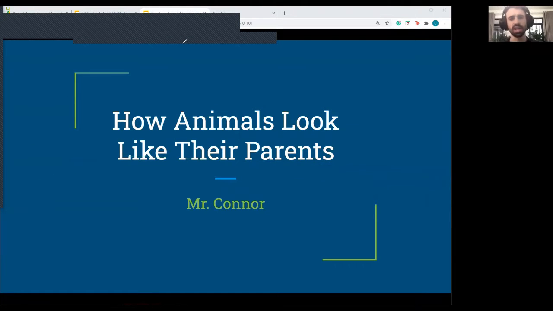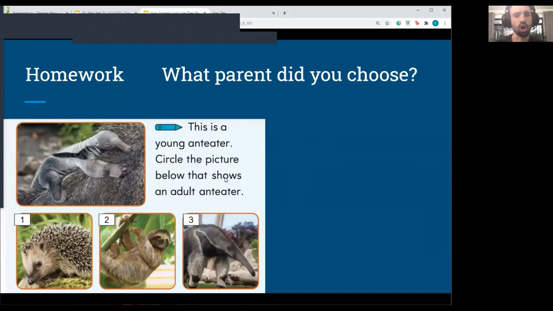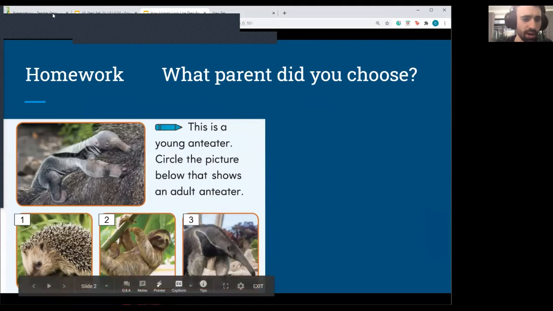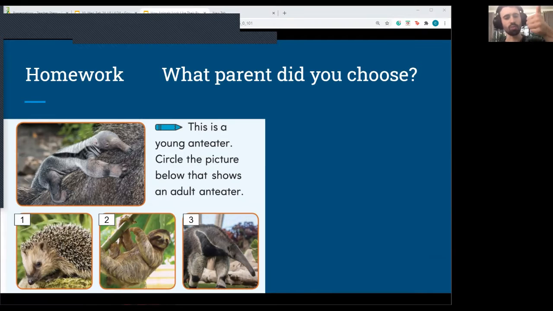Today we're going to continue to learn how animals look like their parents. Now, for your homework, you had to choose a parent. I want to know what parent you chose. Did you choose parent 1, 2, or 3?